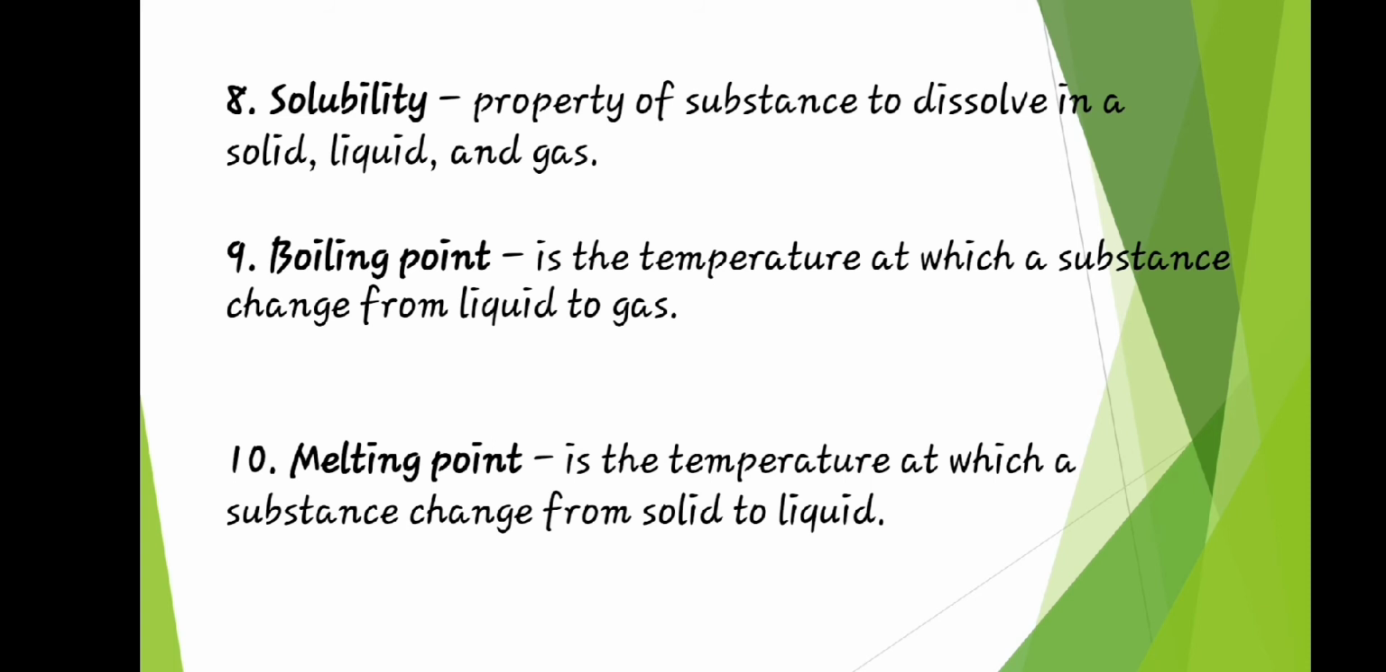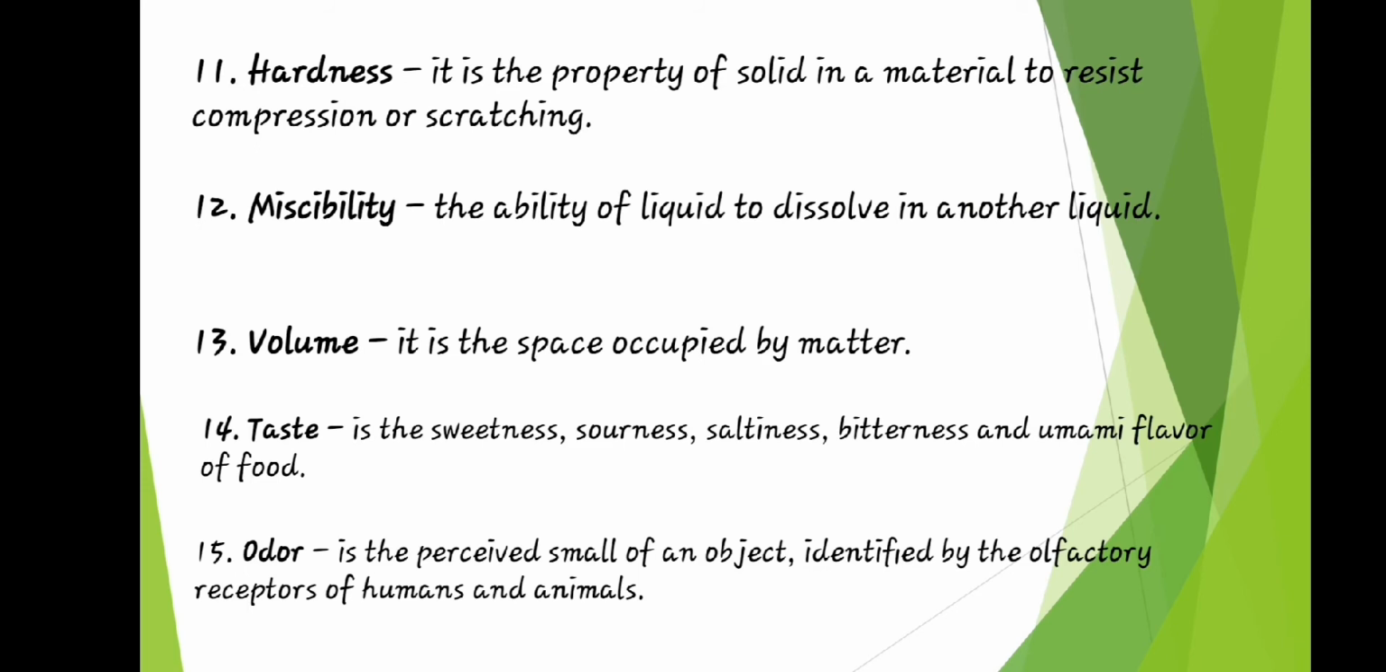Okay? So did you understand? If you have any clarification or questions, you can leave them in our GC. Okay, let's proceed to another slide. We are not done yet, because another property that can be described as a physical property is hardness. As I said in my introduction, density, hardness, and color are some of the ways we can describe a certain physical property. Hardness is the property of a solid material to resist compression or scratching.